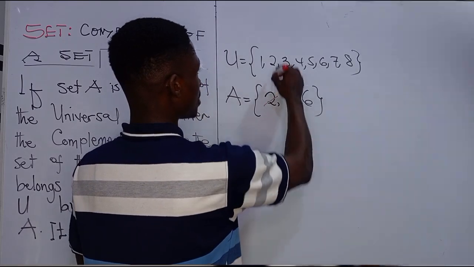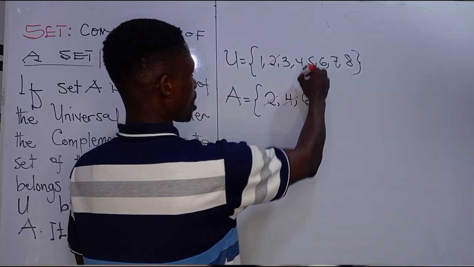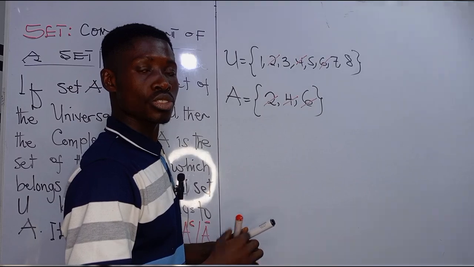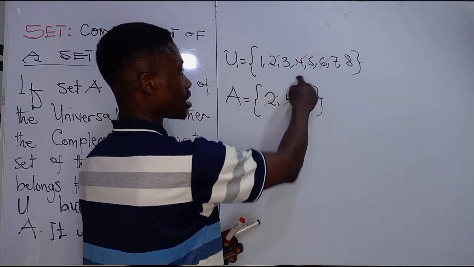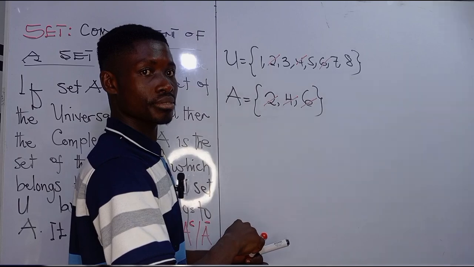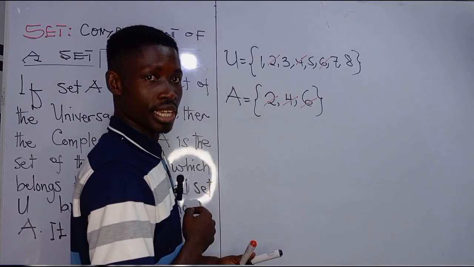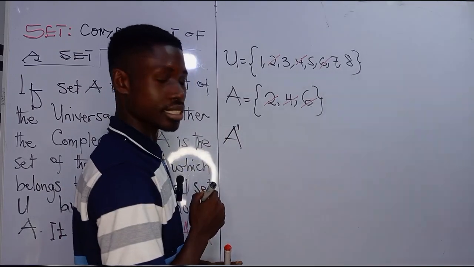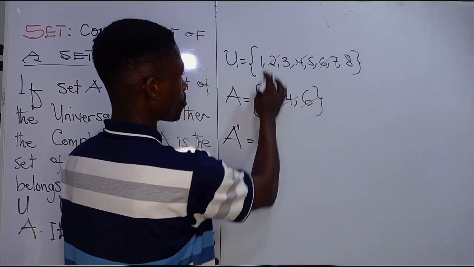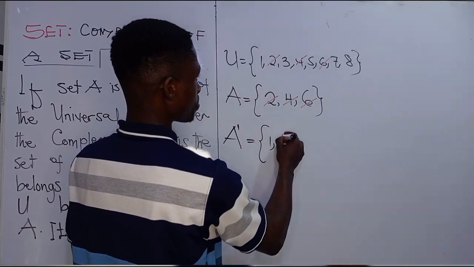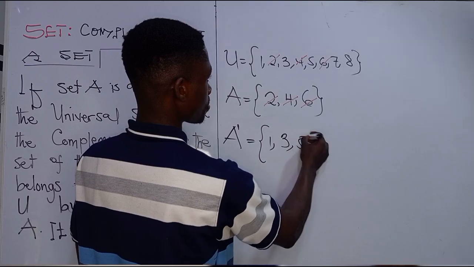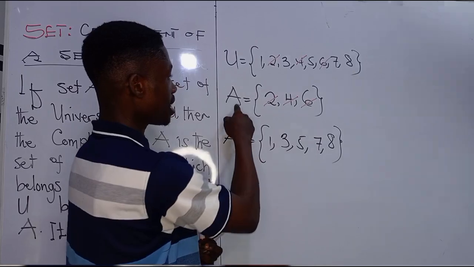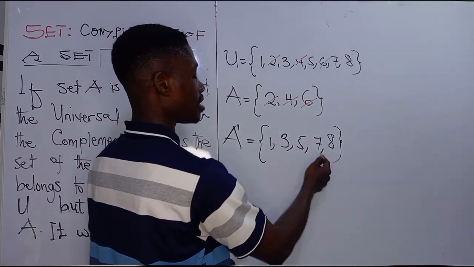So we have 2 will cancel 2 in the universal set, 4 will cancel 4 in the universal set, 6 will cancel 6 in the universal set. So all those elements in the universal set that remain uncancelled become the complement of A. So you can say that A complement, which is normally written as this, we have 1, 3, 5, 7, and then 8. So the complement of A, we have 1, 3, 5, 7, and 8.